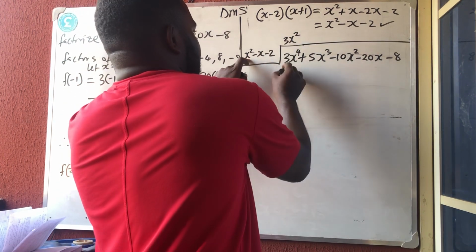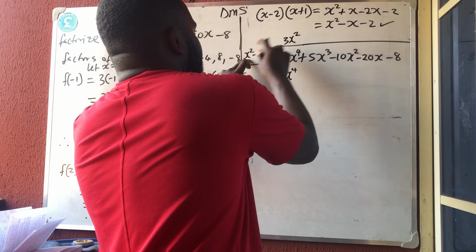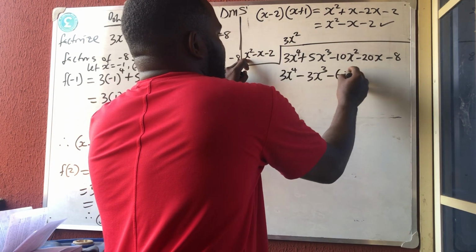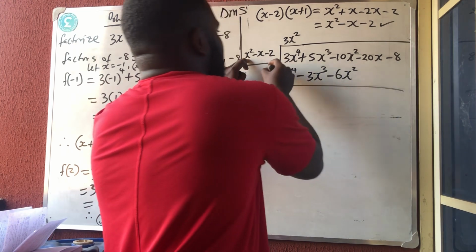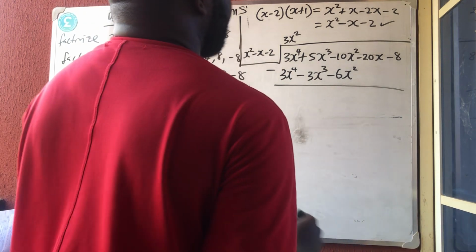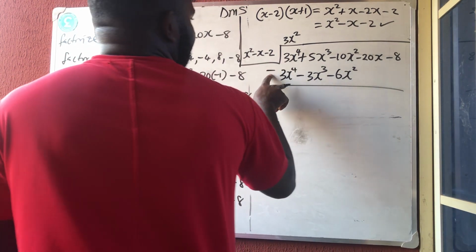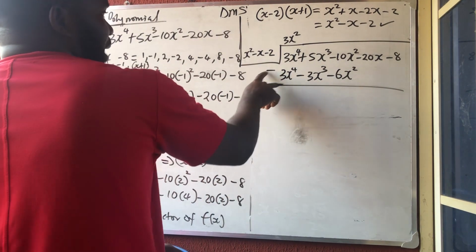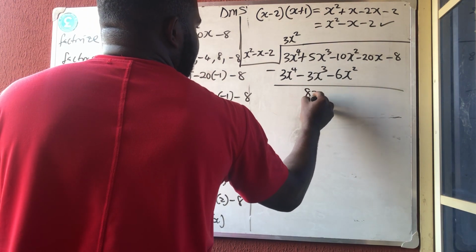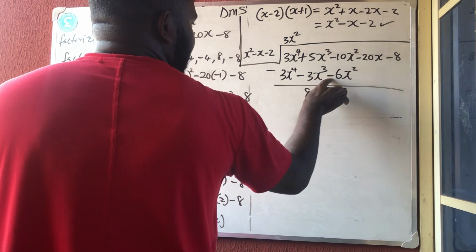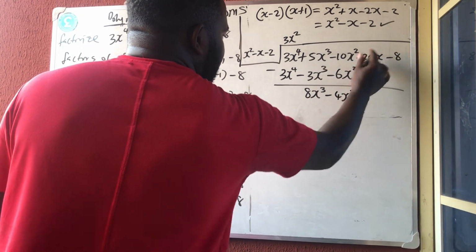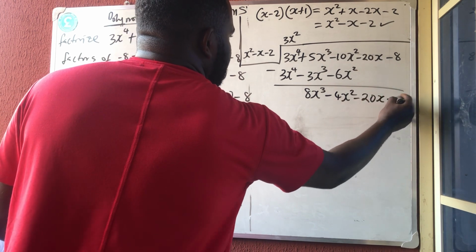Now use your answer to multiply everybody here. This time this 3x raised to power 4, this time this minus 3x raised to power 3, this time this minus 6x raised to the power 2. Then we'll subtract to get the remainder, and we'll continue until the remainder becomes less than the divisor. This minus this 0. Minus is affecting everybody down. Minus minus is what? Plus. 5 plus this, I'm having what? 8x raised to the power 3. Minus minus plus. Minus 10 plus this will give you minus 4x squared. Bring down these people. Minus 20x minus 8.